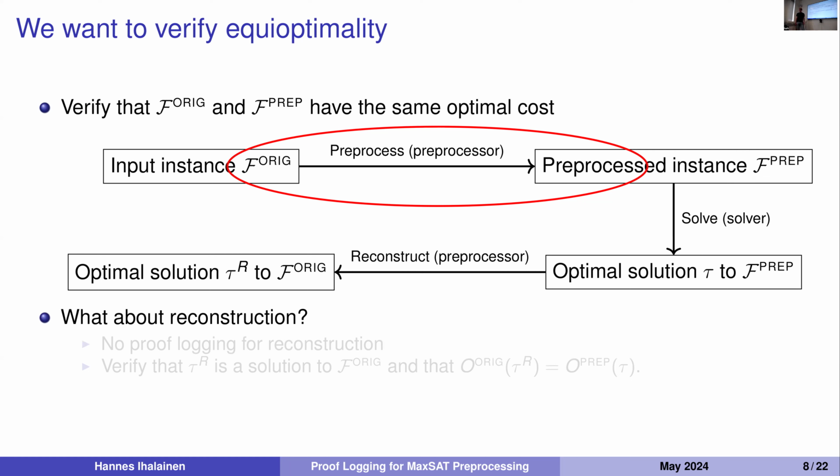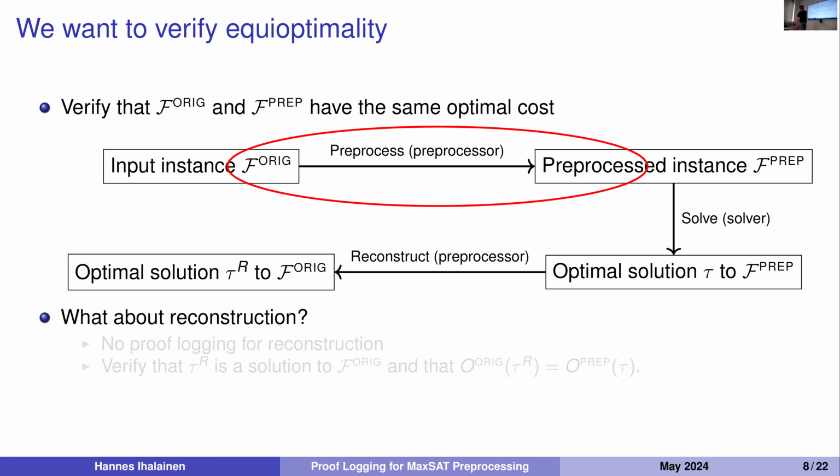And now actually you might have this relevant question, what about this reconstruction? So if we verify this step here, and we have a MaxSAT solver that also produces a proof, we can verify this step here, but it's not enough, right? Because we are not interested in the correctness of this, but we are actually interested in the correctness of what we get here.